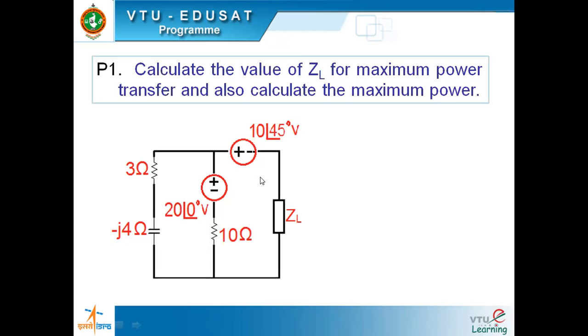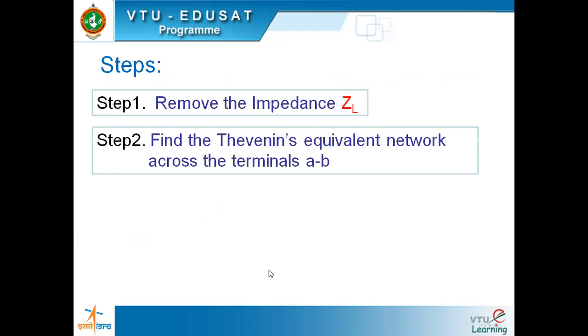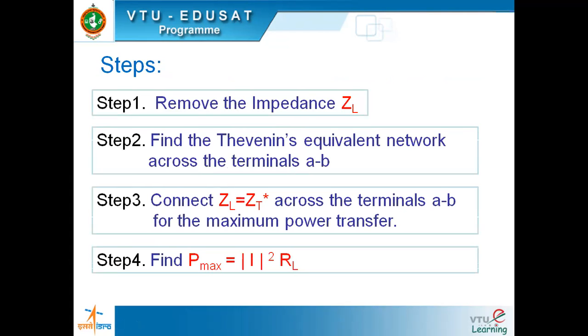You just have to separate this load, and soon after separating, you'll find the two open circuit terminals. Remove ZL. Find the Thevenin's equivalent network across the terminals AB. After you find the Thevenin's equivalent, connect the ZL, which is equal to the ZT conjugate. Then find out power. Very neatly given all these steps.